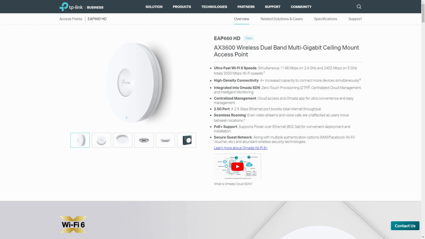TP-Link has an excellent EAP620 HD access point, which is designed for mass installation everywhere. The EAP660 HD model has the same functionality and can operate under the same Omada controller, which today puts TP-Link products on a par with brands in the more expensive segment.